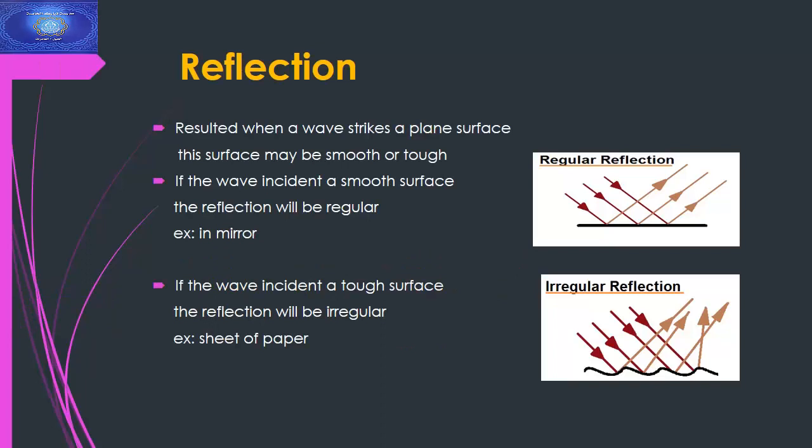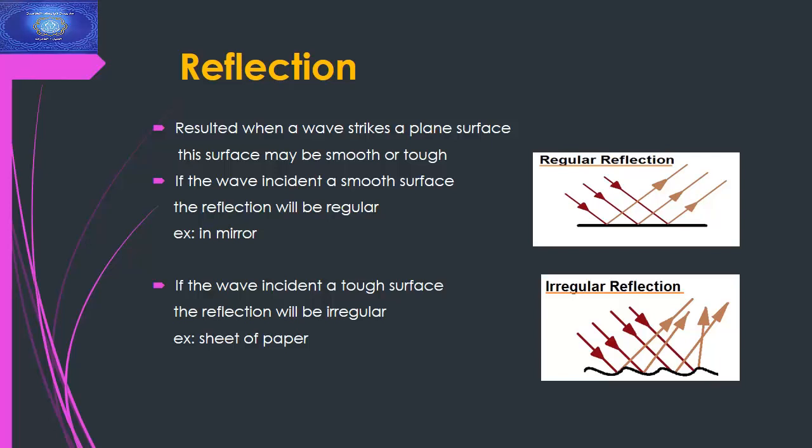Reflection. Reflection of a wave results when it strikes a plane surface. The surface may be rough or smooth. So we have two types of reflection: regular reflection and irregular reflection. Regular reflection results when a wave strikes a smooth surface. In this case, the incident rays are parallel together and reflected rays are also parallel together. This reflection occurs in a mirror.